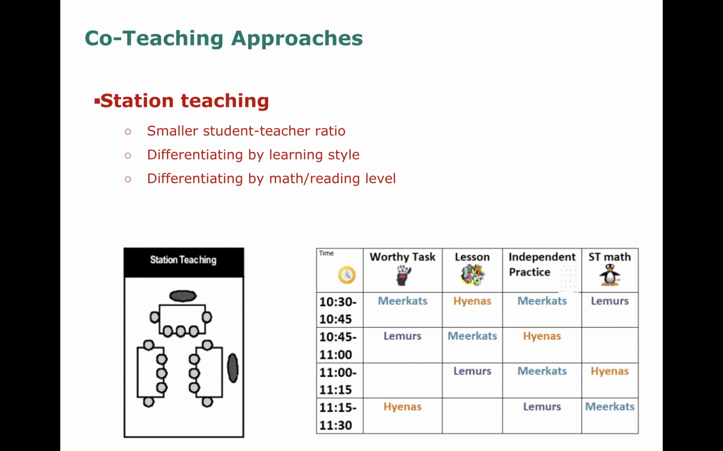The second approach to co-teaching is what we call station teaching, and this you see much more often. It's probably what you see in many classrooms with the parapro. It's pretty similar to that, or the teaching assistant. In station teaching, you have smaller student to teacher ratios, and the students are organized by their learning style and or their math and reading level. So this is a really great way to break students up into groups that are appropriate for their needs.